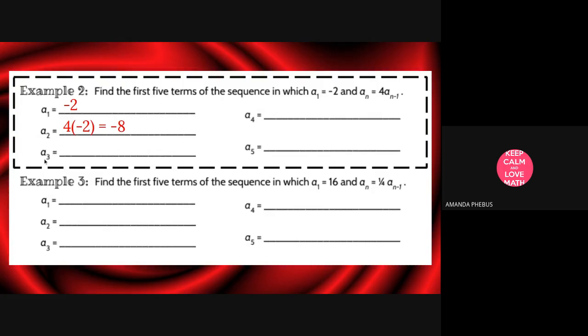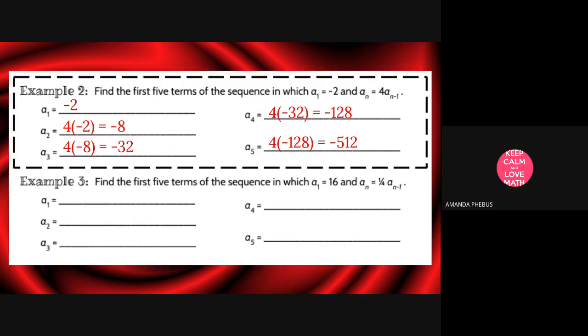To get the third term, we're going to do 4 times the number before. Well, the number before we just found was negative 8. And so 4 times negative 8 is negative 32. To get the next number, we're going to do 4 times the number we just found. So 4 times negative 32, and we'll have negative 128. And then to get the fifth number, we'll do 4 times negative 128, and we'll get negative 512. So our sequence is negative 2, negative 8, negative 32, negative 128, negative 512.